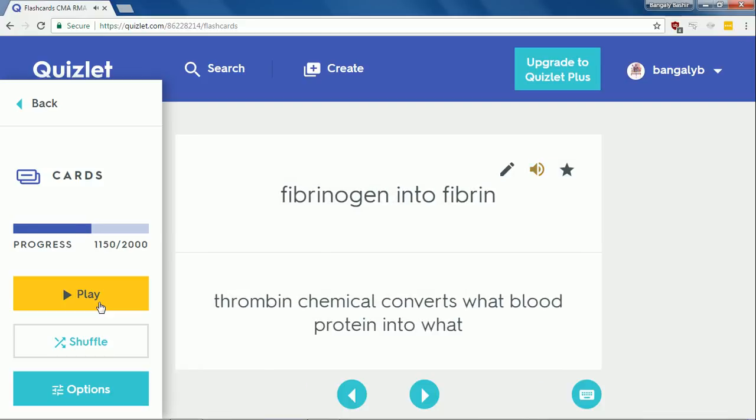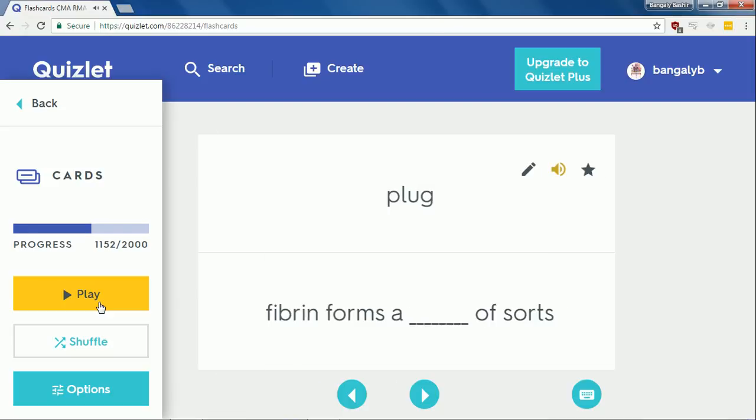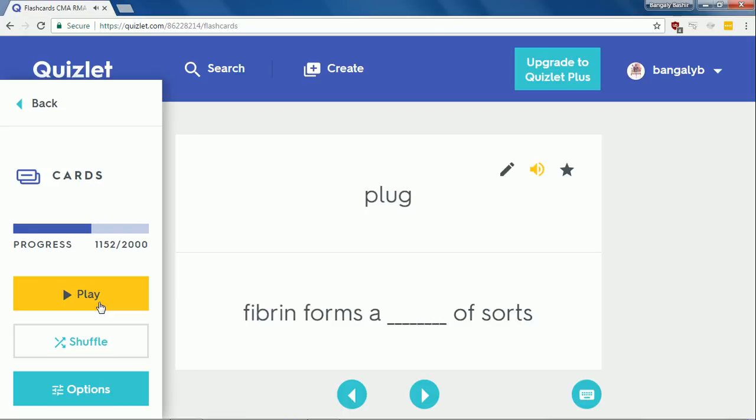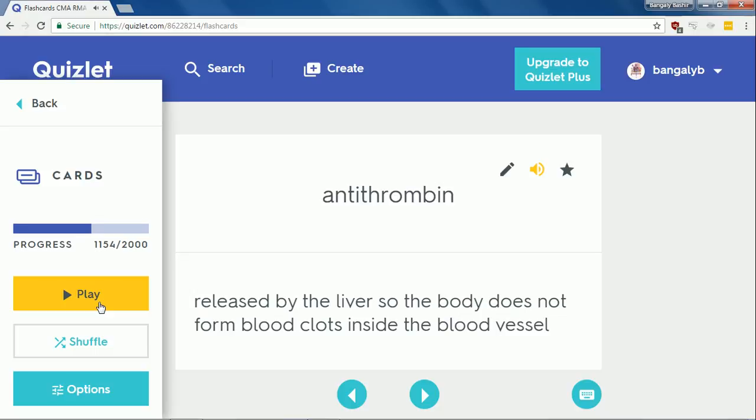Fibrinogen into fibrin. Thrombin chemical converts what blood protein into what? Fibrin is stringy and traps the sticky blood cells in a web at the site of an injury. Plug. Fibrin forms a blank of sorts. Scab. The plug at a wound will shrink and dry up and eventually become a scab. Antithrombin, released by the liver so the body does not form blood clots inside the blood vessel.